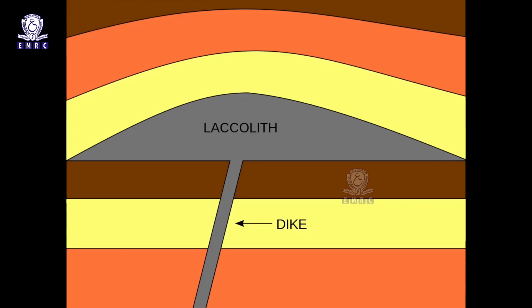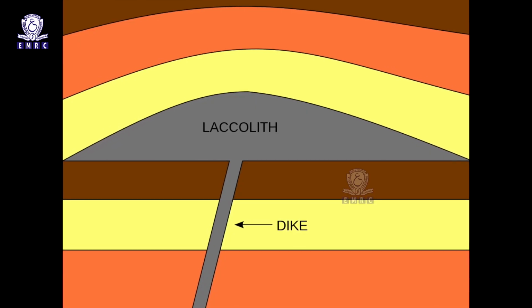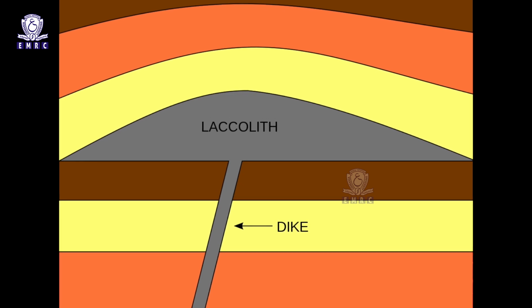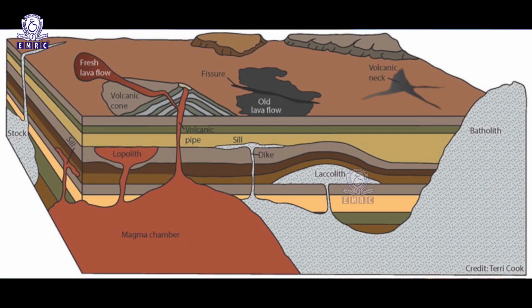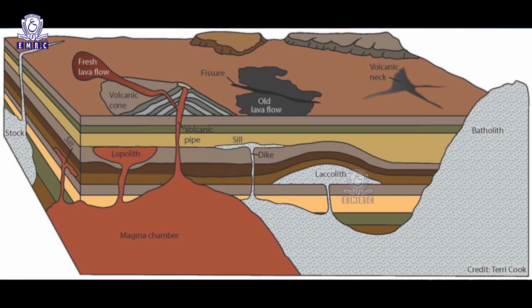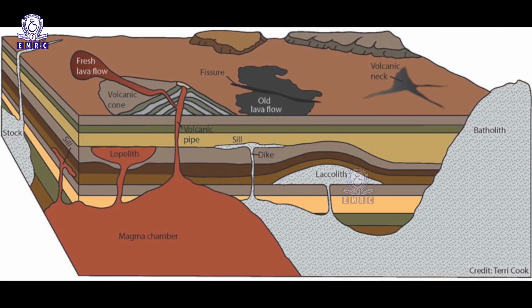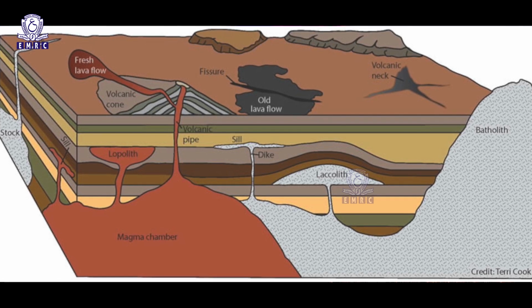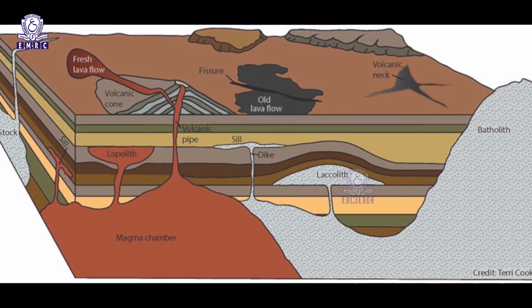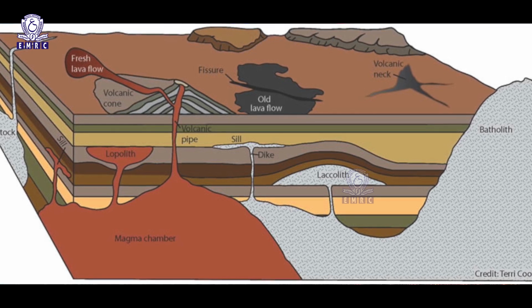Laccoliths. Sometimes lava intrusion pushes the sedimentary rocks upwards from below and forms a dome-shaped feature below the surface. Such dome-shaped intrusions of lava are called laccoliths. They vary a great deal in extent and thickness. On exposure to the surface, they appear in the form of low dome-shaped hills.